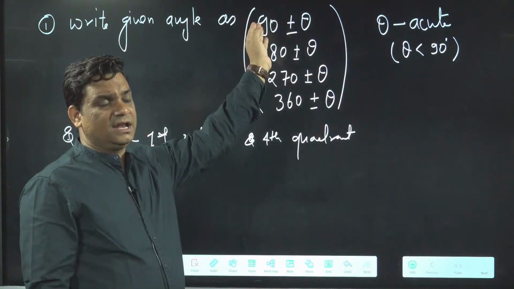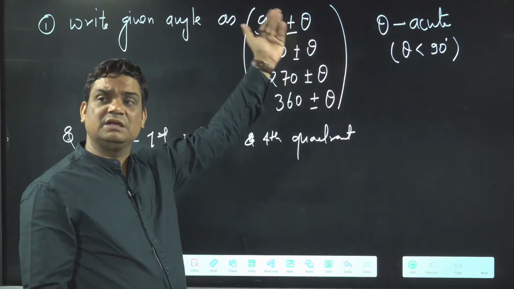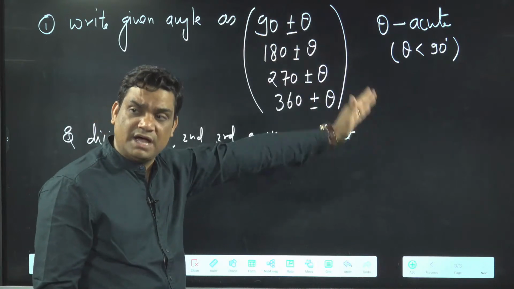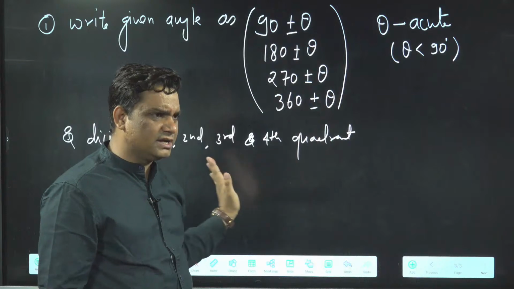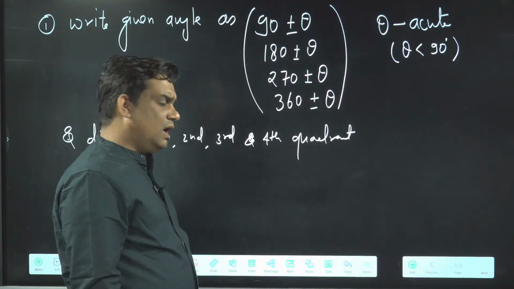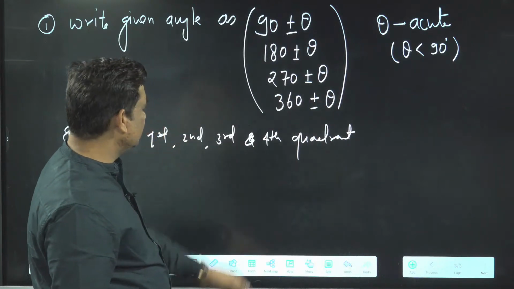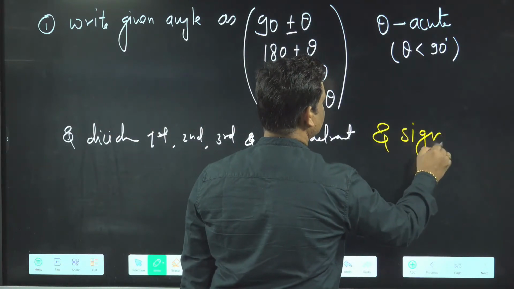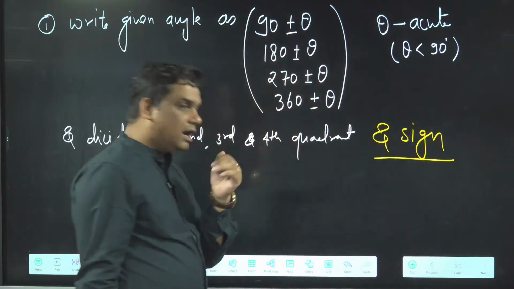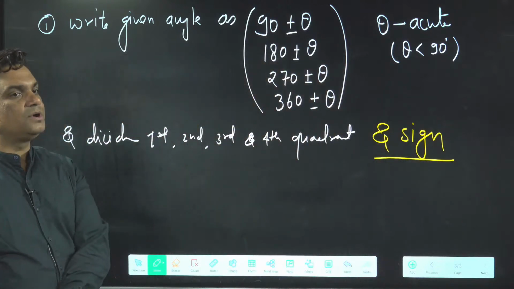Okay, if it is 90 minus theta, we can say first; 90 plus theta, it is the second; 180 minus, it is the second; 180 plus, it is the third; 270 minus, and like this we can decide our quadrant. Then decide first, second, third, and fourth quadrant and sign. Then we need to decide the sign. How to decide this I have not told. Till now I have told how to decide the quadrant.